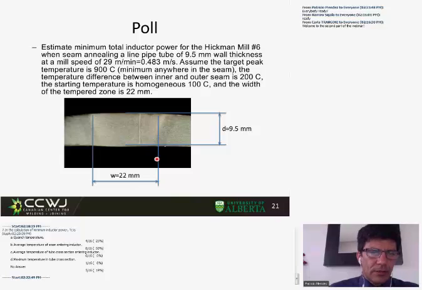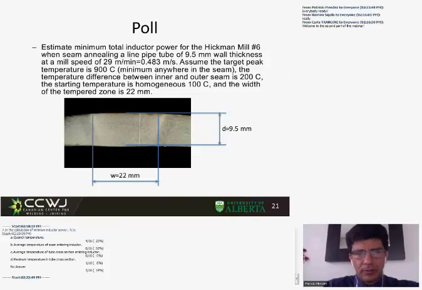So to be clear, the temperature difference when we come in is homogeneous 100 degrees, coming out of the welding, homogeneous 100 degrees, and coming out of the last inductor, the difference between ID and OD is 200 degrees. Here comes homogeneous at 100, and comes out at 900 as a minimum with this difference between ID and OD. All right, this will require a few steps of thinking, so it's more complex than all the previous exercises. So it will give us the opportunity to discuss more things.